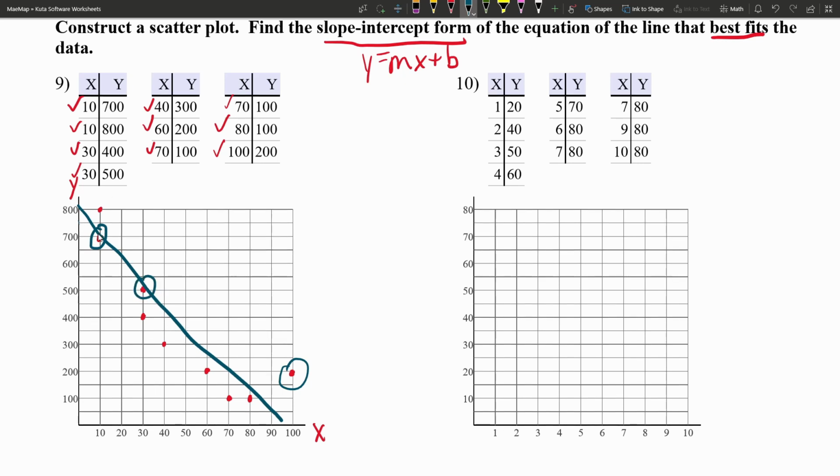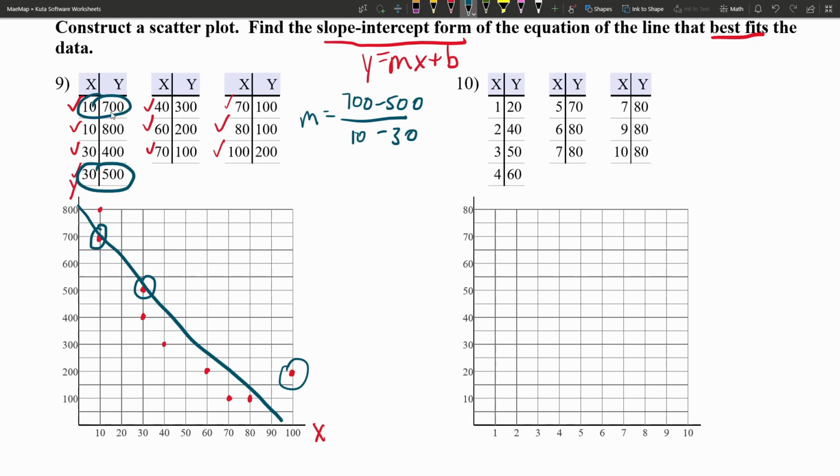So that was 10, 700, and it was 30, 500. Slope-intercept form, y equals mx plus b. I'm going to start by finding my slope, which is the change in y over the change in x. So my slope m is going to equal change in y, so I'll do 700 minus 500 over 10 minus 30.